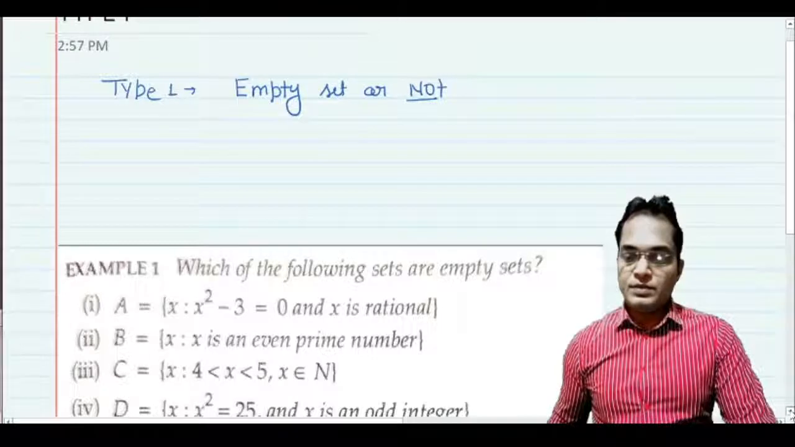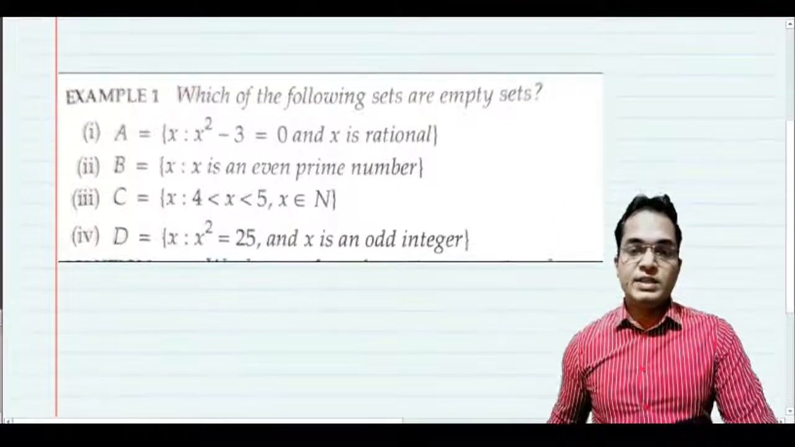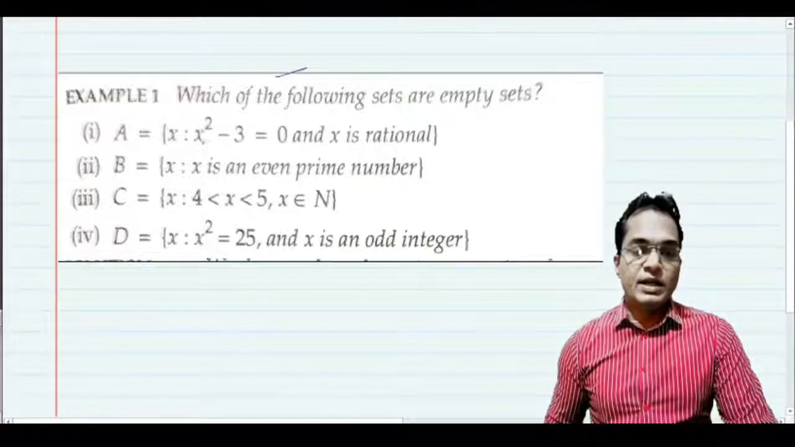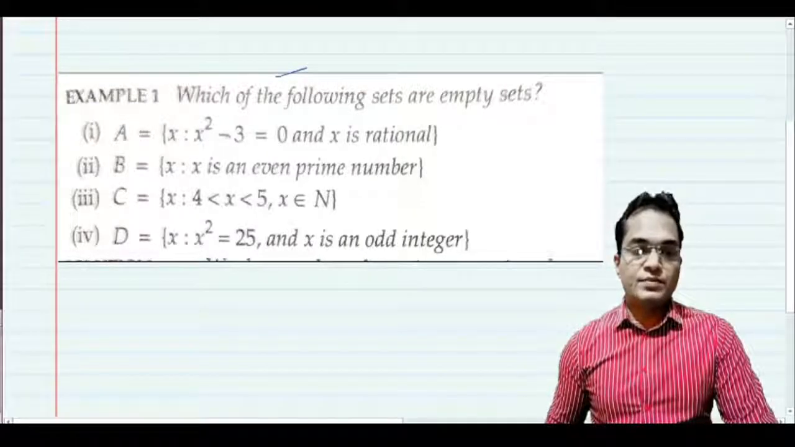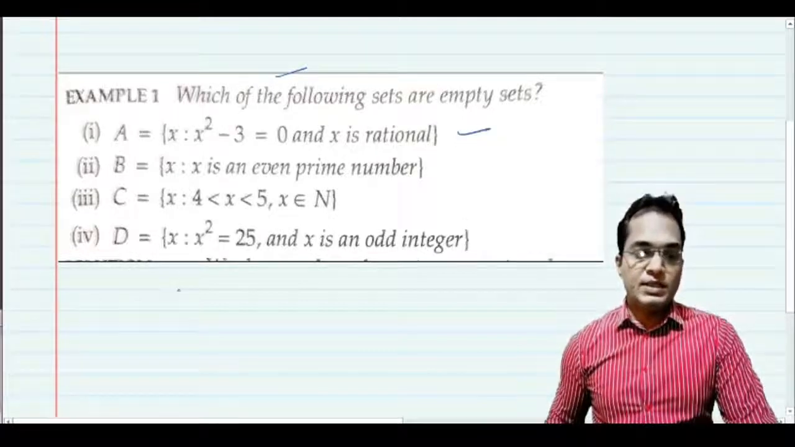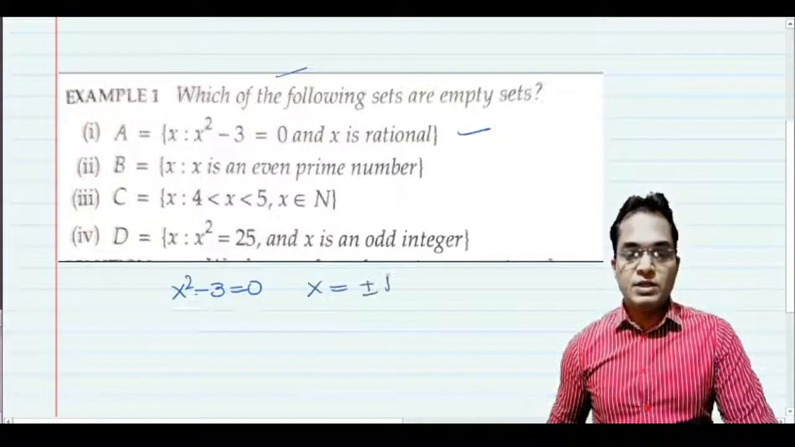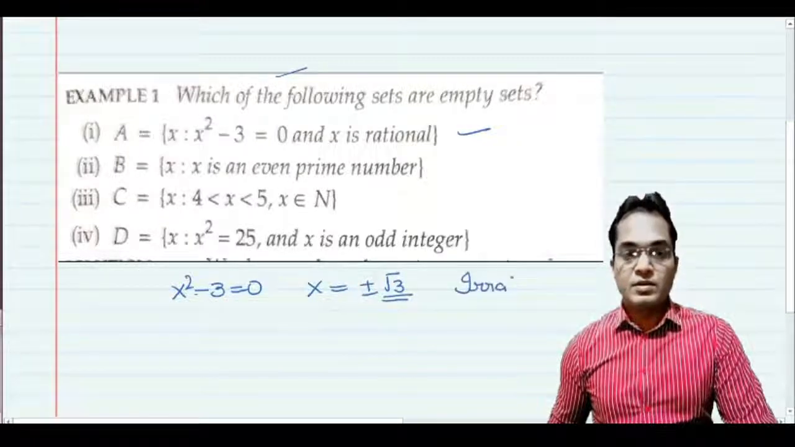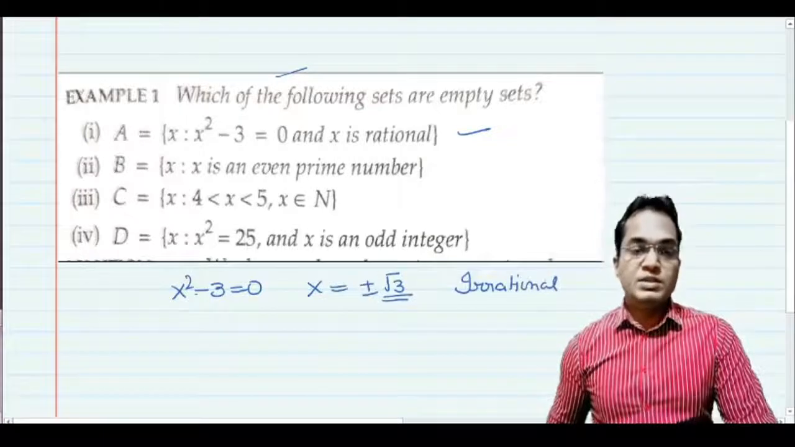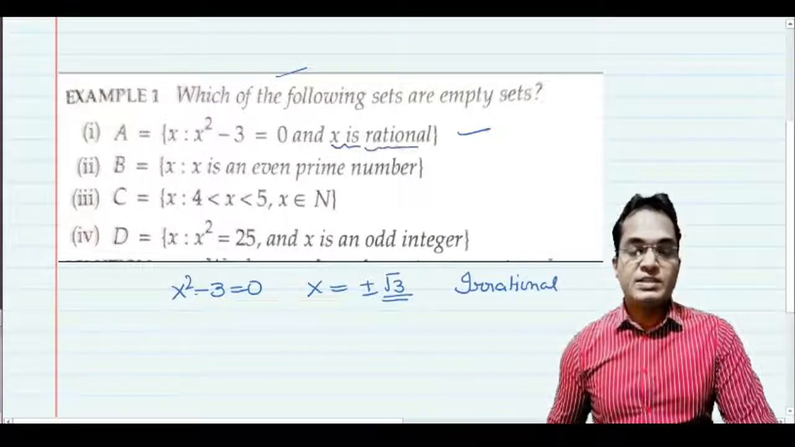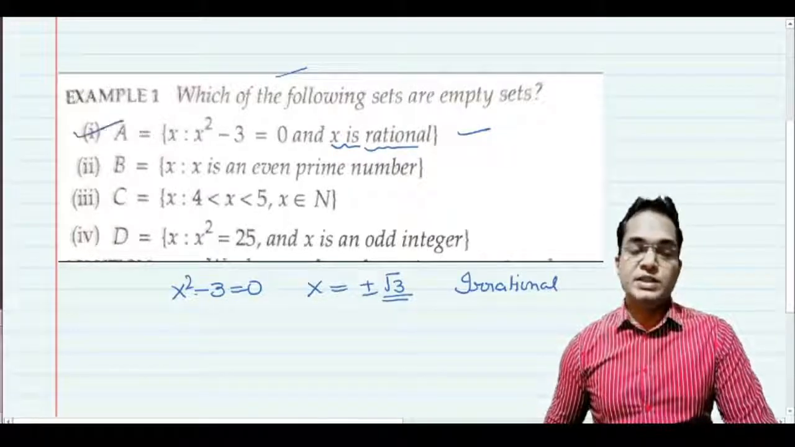Here is an example. You have to find which of the following sets are the empty set. The first is x square minus 3 equals to 0, where x is a rational number. As we know, x is plus minus root 3, which is not a rational number, because root 3 is an irrational number. Irrational number means there is no such rational x in this set. That's why the first set is an empty set.